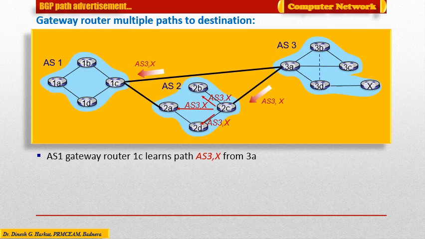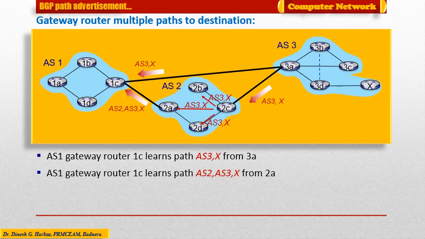Gateway router 2A from AS2 then propagates the AS3 X path and appends its own AS2 information to another gateway router belonging to AS1. On receipt of this path information, gateway router 2A passes AS2, AS3 and X path information to its counterpart gateway router from AS1, that is 1C.